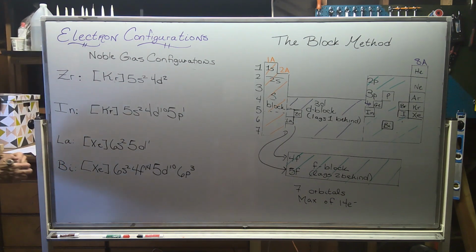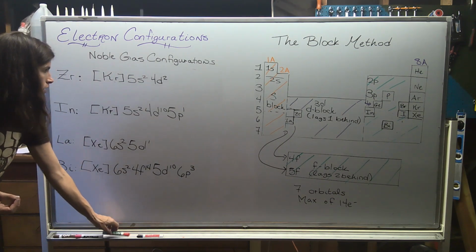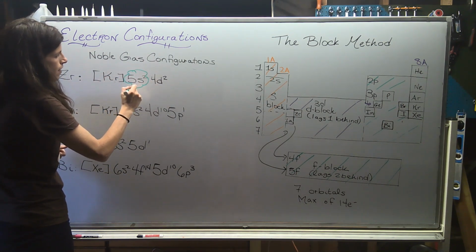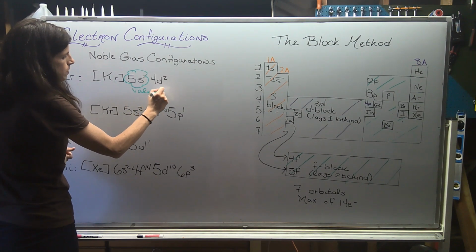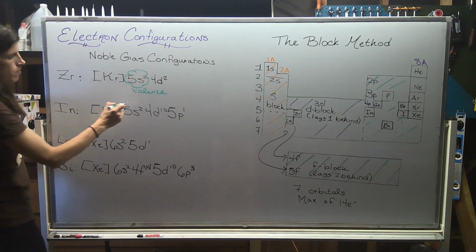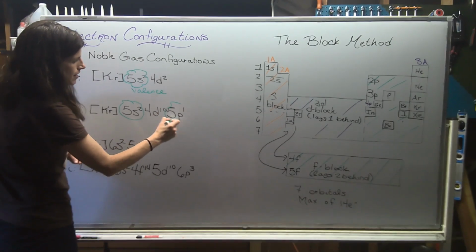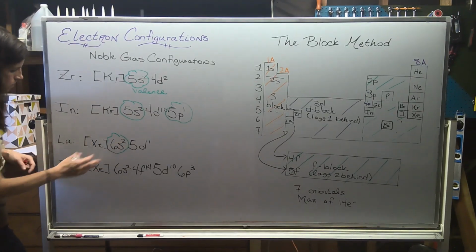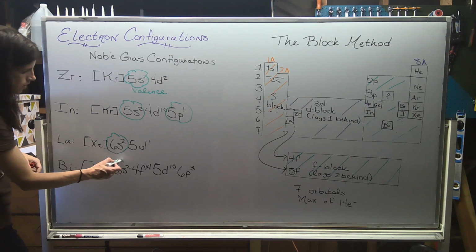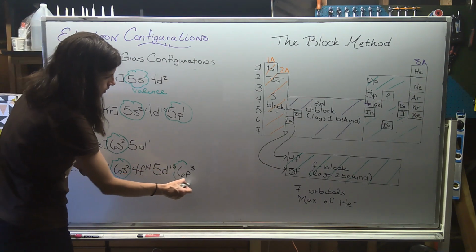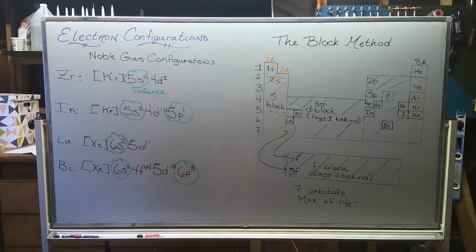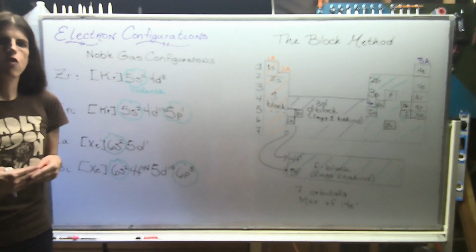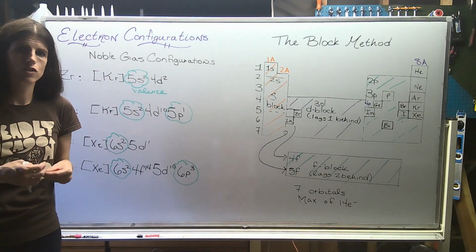Let's discuss really briefly here, who are our valence electrons? For zirconium, our valence will be the 5s2, and everybody else will be part of that core. For the indium, it's going to be 5s2 and the 5p1. For lanthanum, it's going to be our 6s2. And for bismuth, we're going to do our 6s2 and our 6p3. Why do I emphasize the valence electrons at this point? Our next step here is going to be to talk about ions. When you form an ion, you remove your valence electrons first.